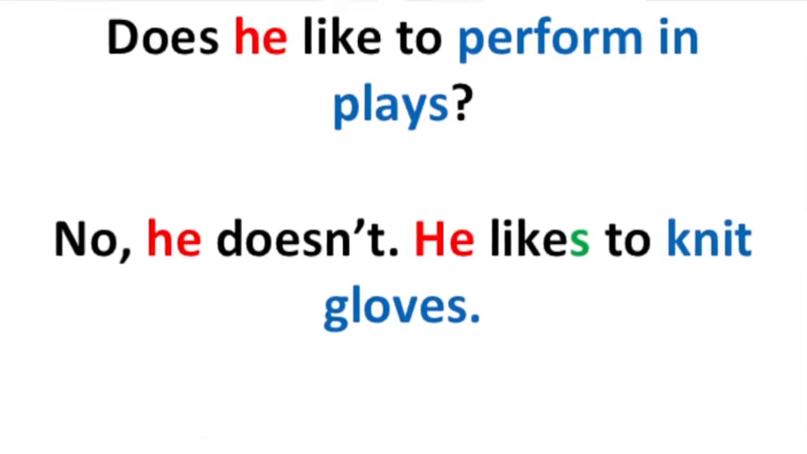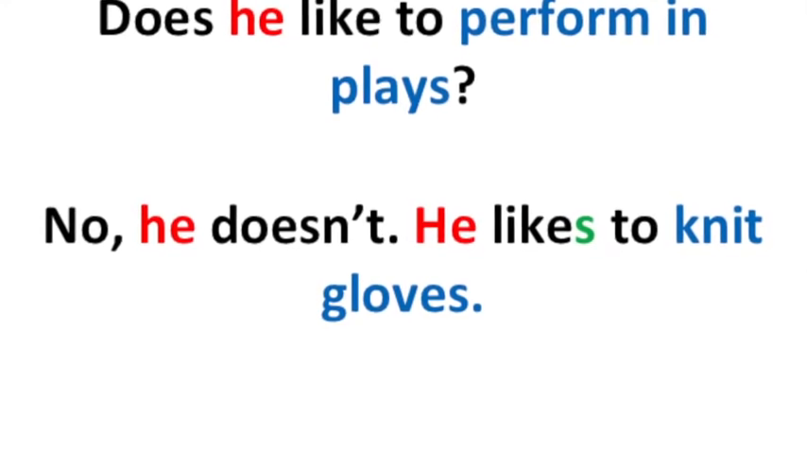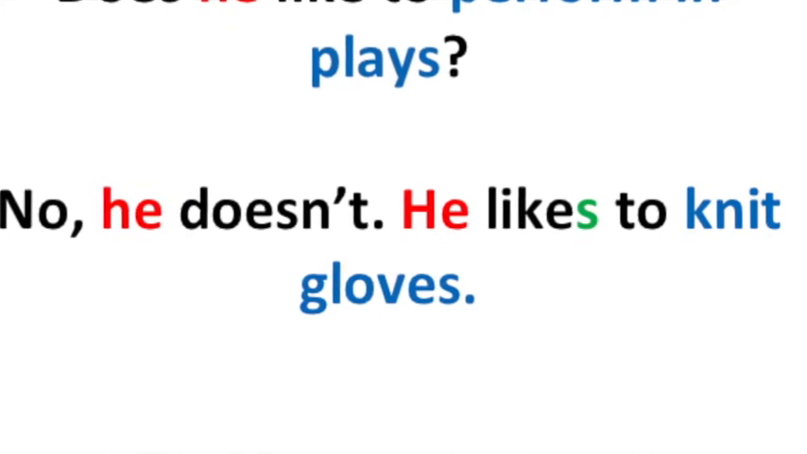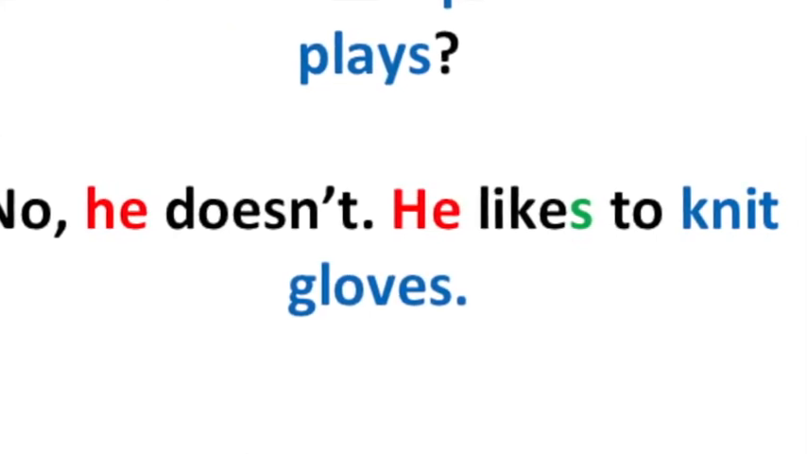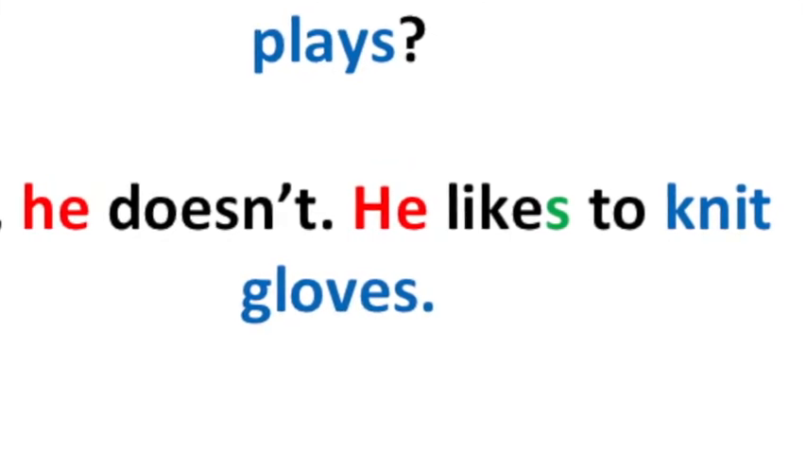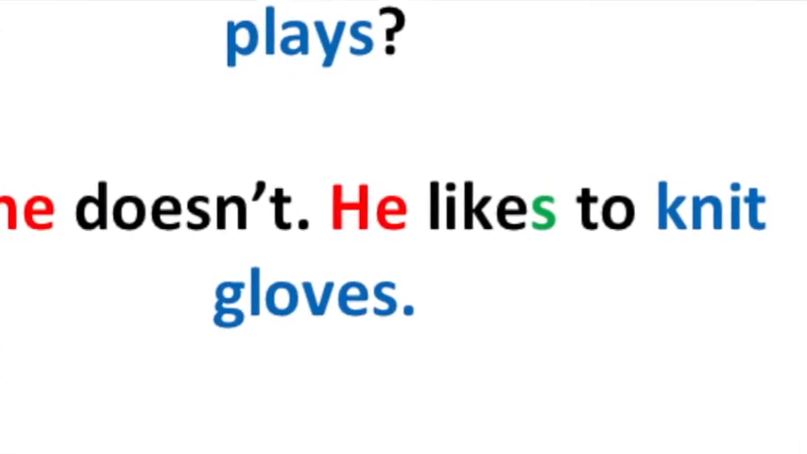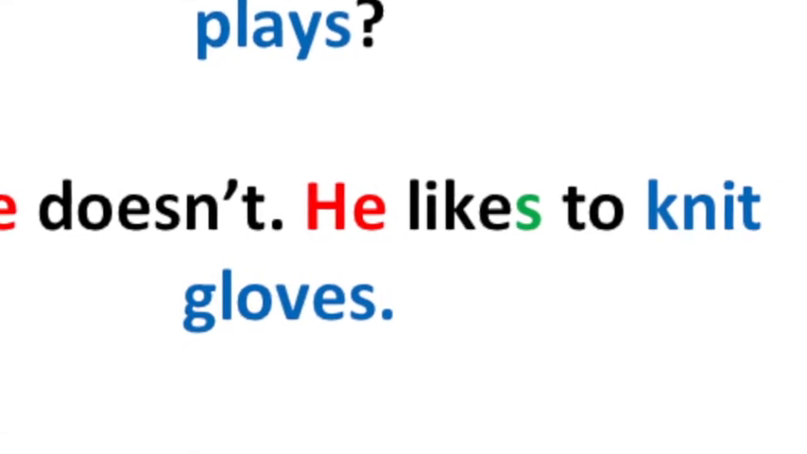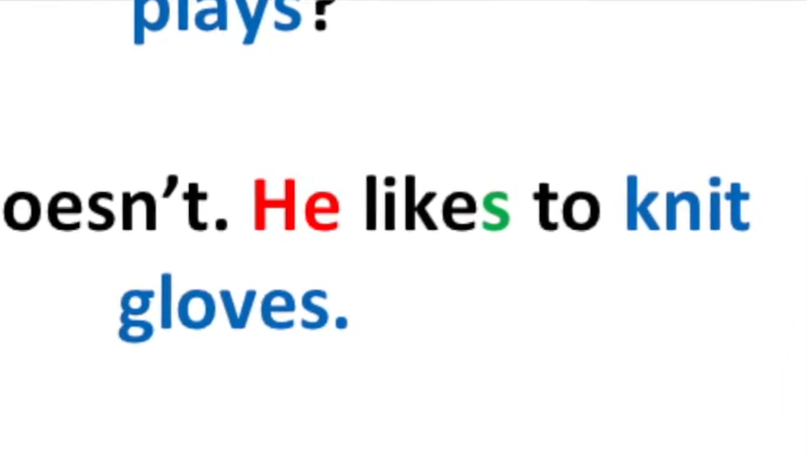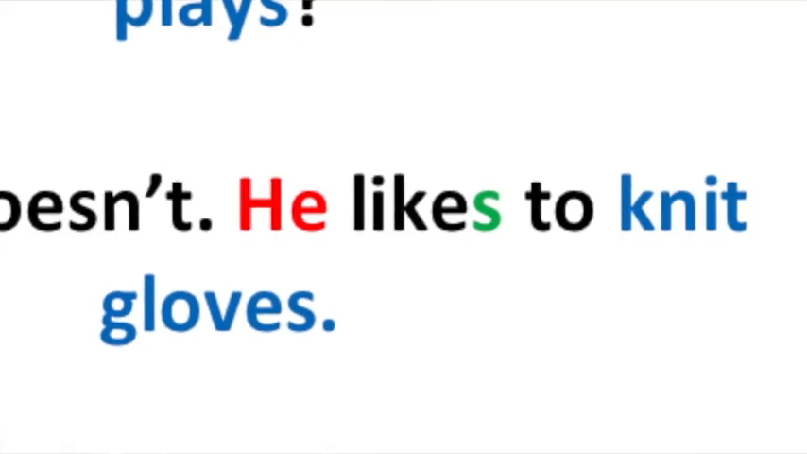One more thing. The verb to like. We put an S at the end of like whenever we use pronouns like he or she. She likes to knit gloves. He likes to perform in plays. So that like has an S at the end.